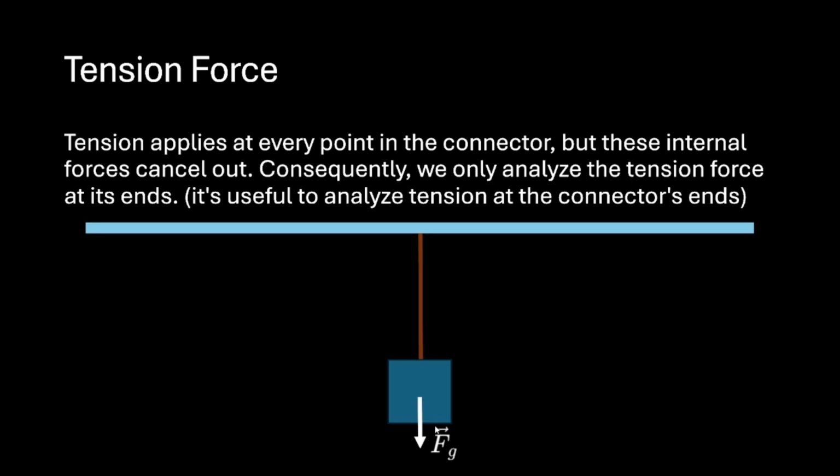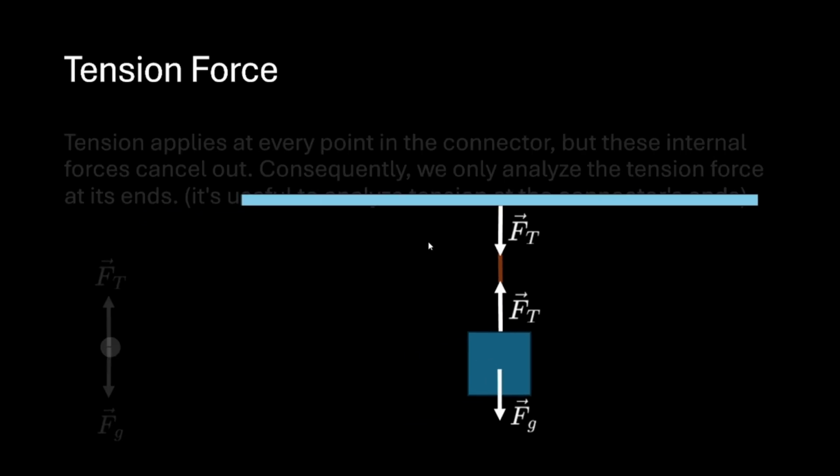So we have the force of gravity here on the block. We have the force of tension coming from both ends of the rope, again, trying to pull the rope against the block and the ceiling. Here's a free body diagram of the situation.